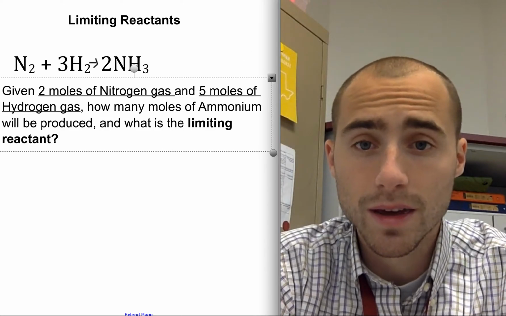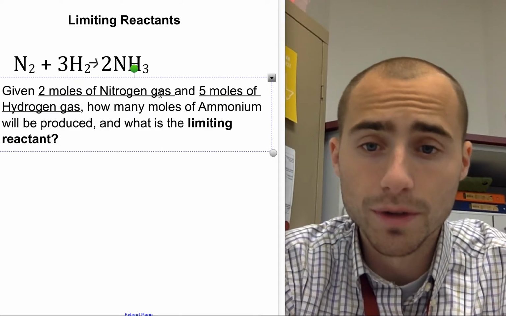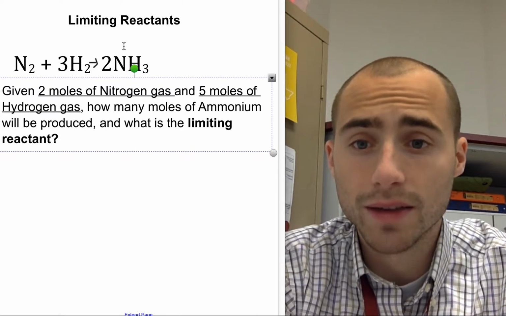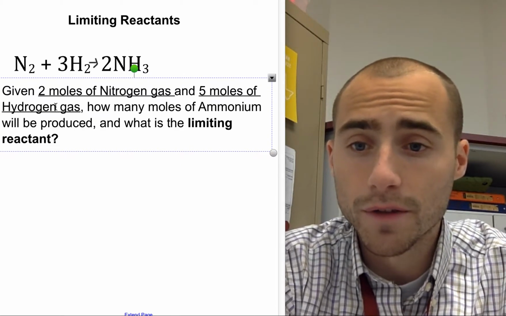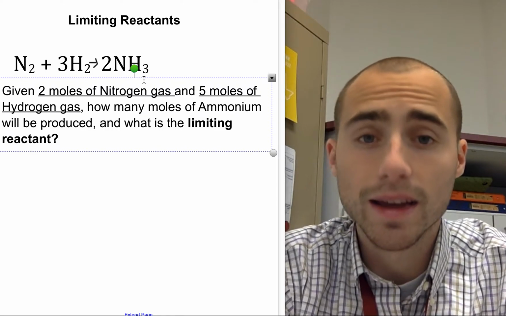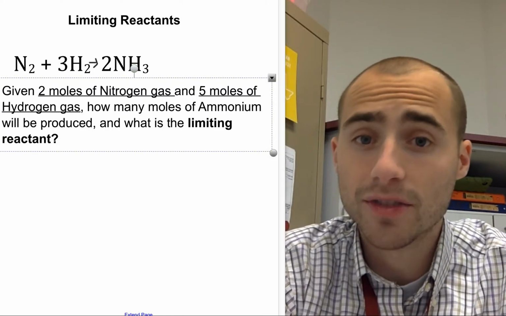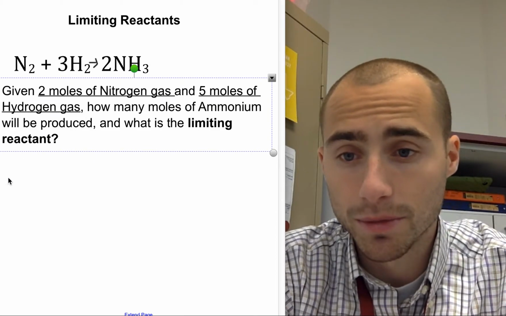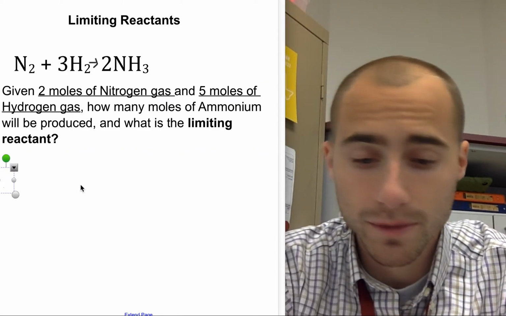What that means is we are converting 2 moles of nitrogen gas into whatever our product is, in this case ammonia. Then we're converting 5 moles of hydrogen gas again into ammonia. And they're actually both just one-step dimensional analysis problems. So let's practice with the nitrogen first.